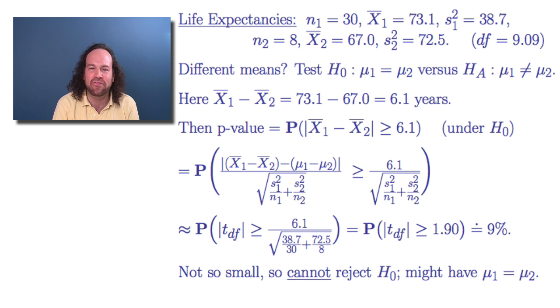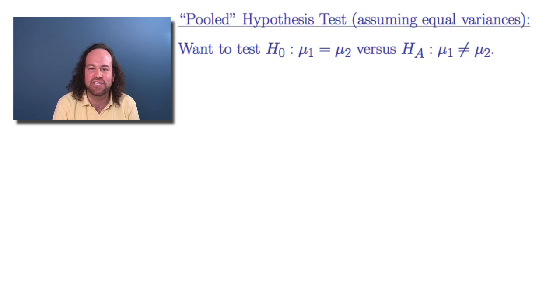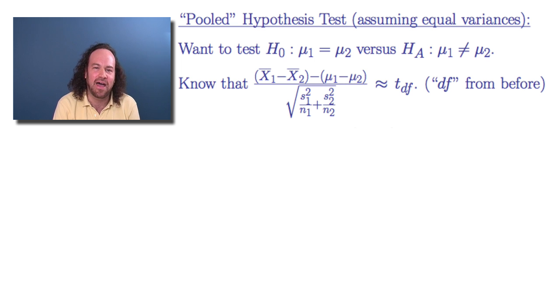As our final topic for this lecture, let's go back to that issue of pooling the estimates for the variance. So let's imagine now we're still doing a hypothesis test, but now it's a pooled test, meaning that we're going to assume that the variances are equal for the two samples. We still want to test the same null hypothesis that the two sample means are equal versus the alternative that they're not equal.